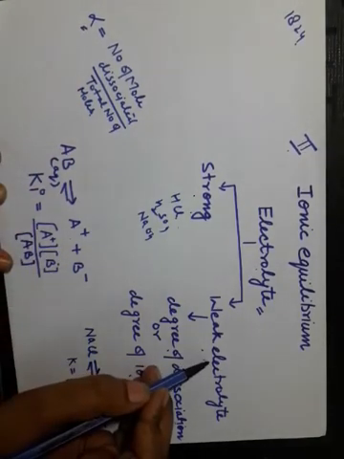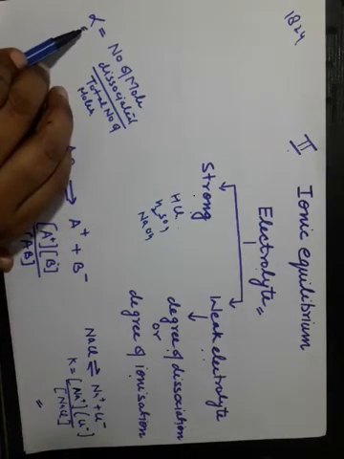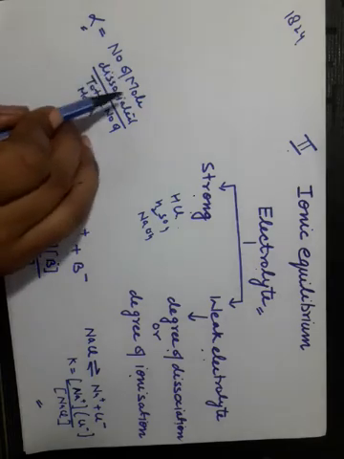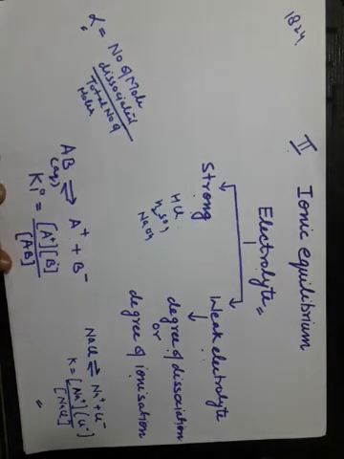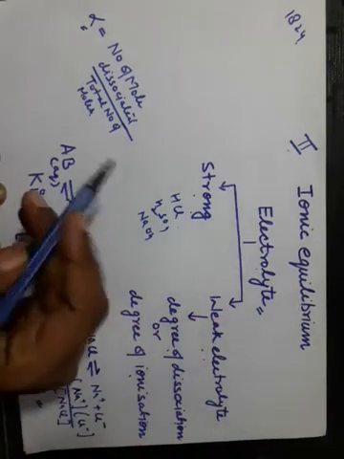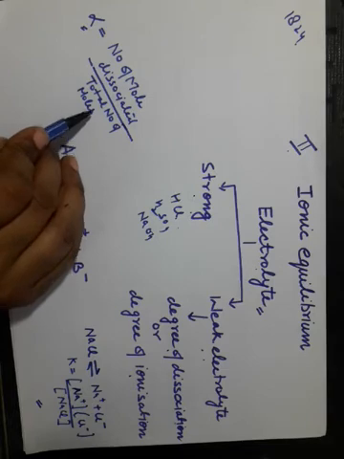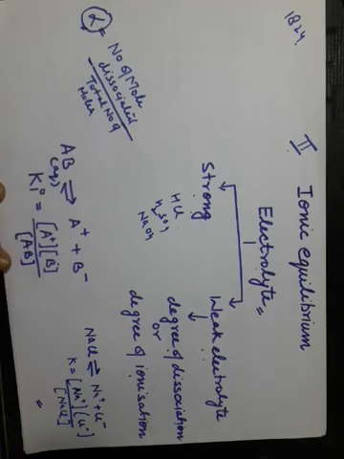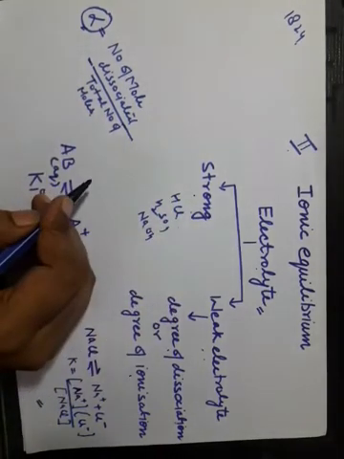But for the weak electrolyte, we calculate the degree of dissociation, and degree of dissociation is equal to the number of moles dissociated divided by the total number of moles taken of the electrolyte, that is, how many ions have dissociated divided by the total number of moles taken. It is represented by alpha.